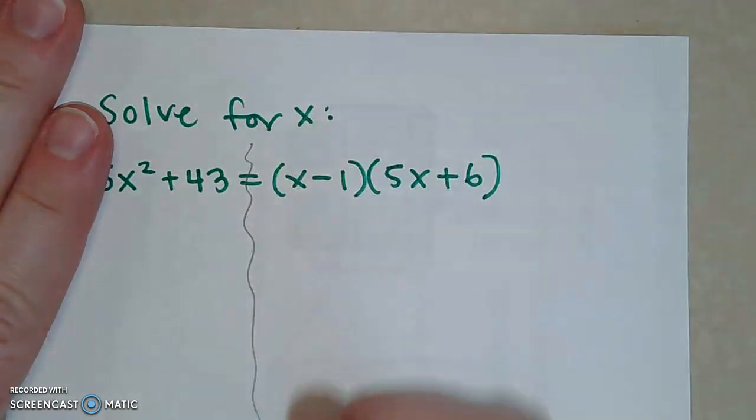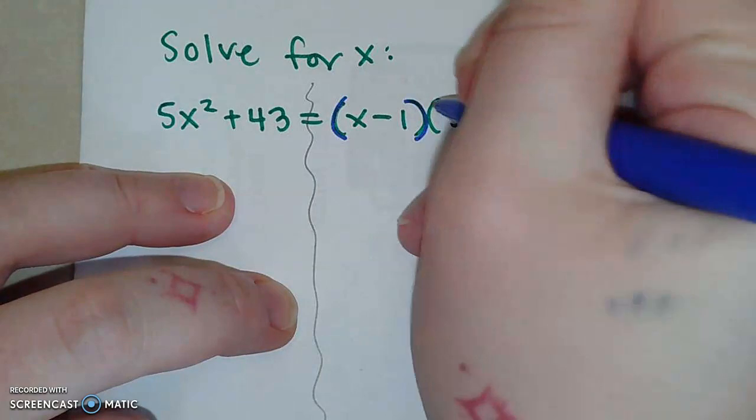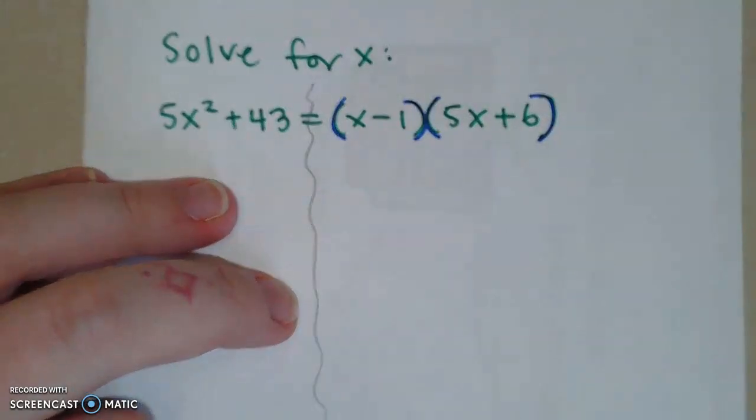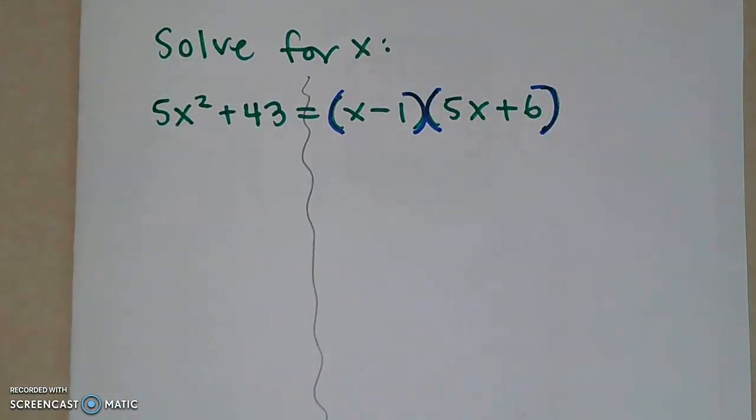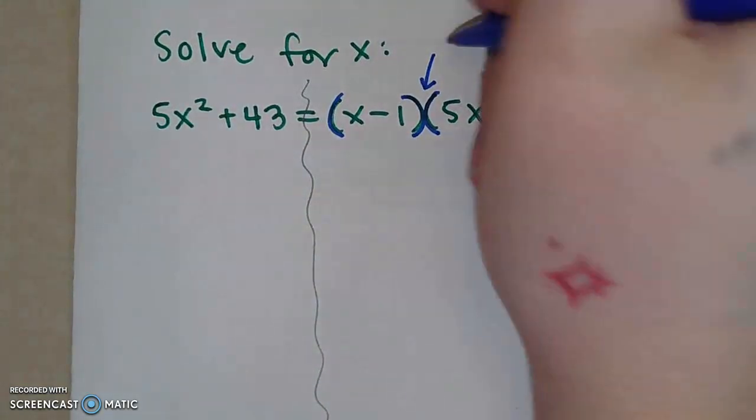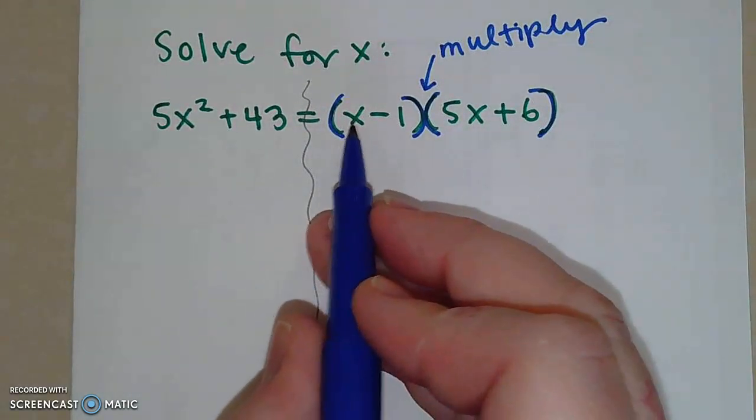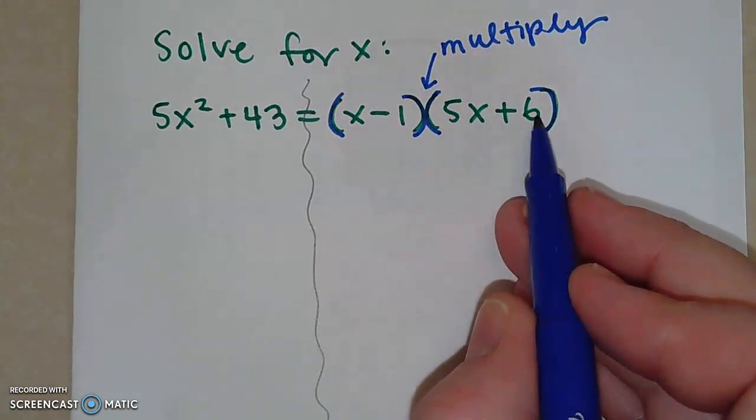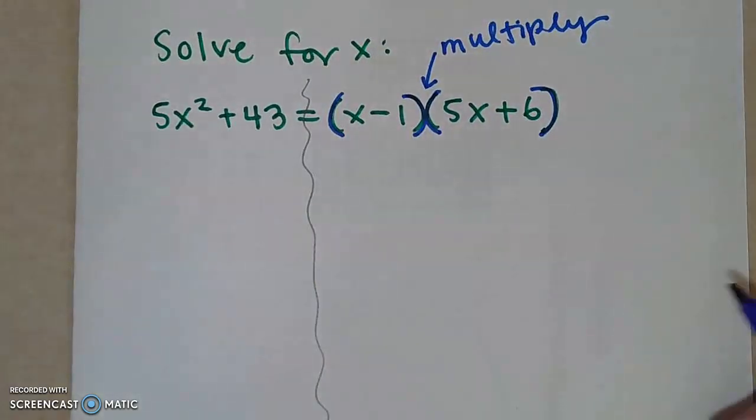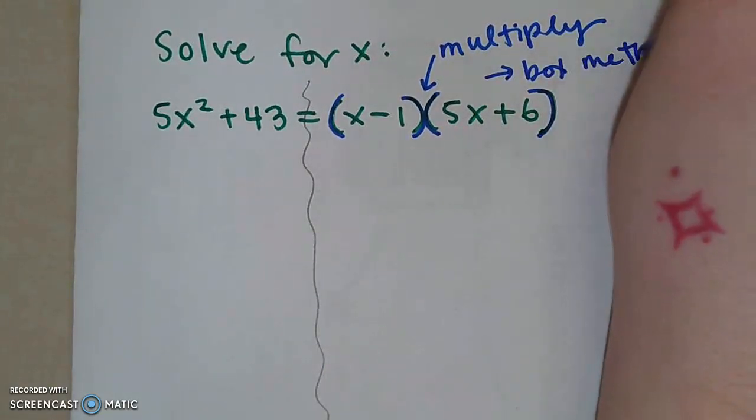I'm going to do my line. It tells me to solve for x. I have 5x squared plus 43. And then I have this situation over here that's unusual. I'm seeing some parentheses. Inside this one is x minus 1. Inside this one is 5x plus 6. When I see two parentheses right next to each other, this is telling me to multiply. I need to multiply x minus 1 and 5x plus 6. I have to multiply these two things together. Now the method I teach my students is something called the box method.